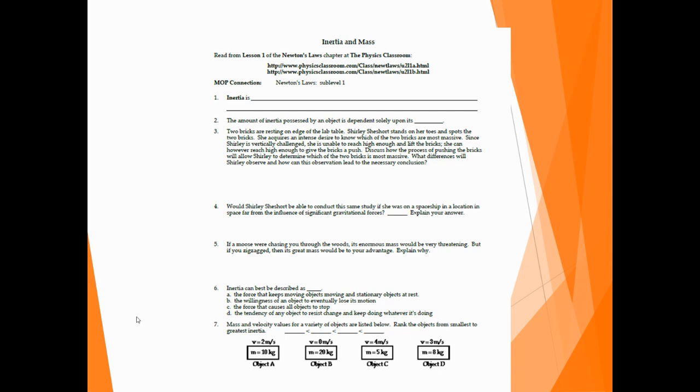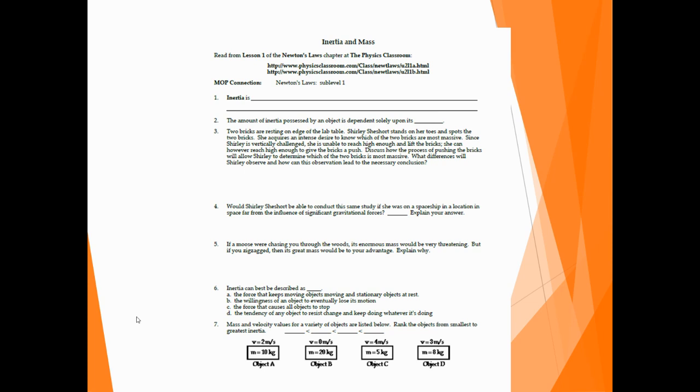Number 6, inertia can best be described as A, the force that keeps moving objects moving and stationary objects at rest. No, it's not really a force. B, the willingness of an object to eventually lose its motion. Well, no, it's not just losing motion, it's its tendency to maintain its motion. C, the force that causes all objects to stop. No, it's still not a force. And D, the tendency of an object to resist change and keep doing whatever it's doing. Yes, D.